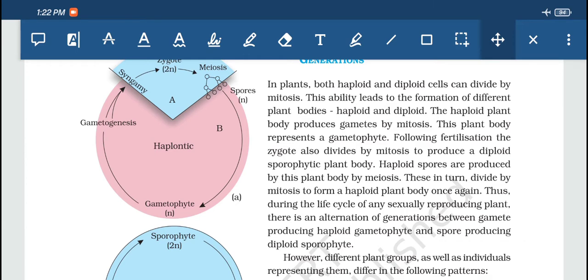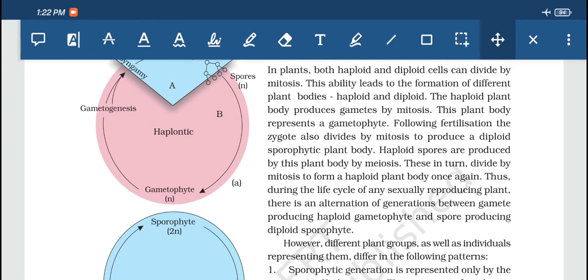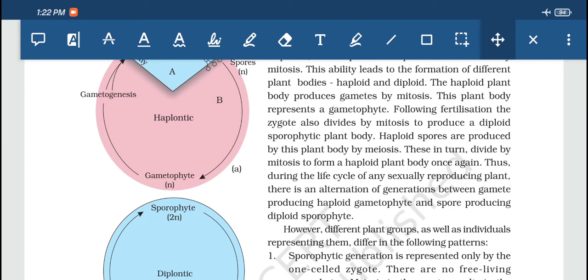This ability leads to the formation of different plant bodies, that is haploid and diploid plant bodies. The haploid plant body produces gametes by mitosis. This plant body represents a gametophyte. That means the gametophytic stage of a plant body is always haploid, and it produces gametes by mitosis only, not by meiosis. Mitosis is equational division.